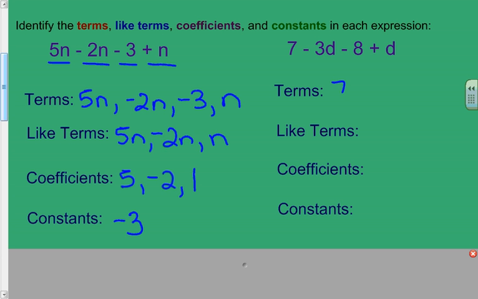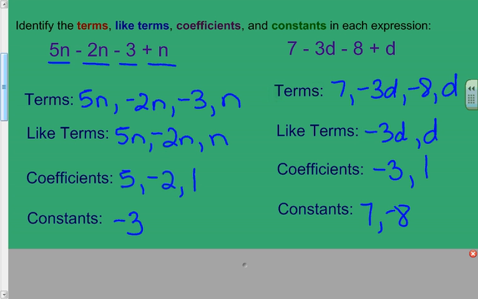Terms would be 7, negative 3d, negative 8, and d. Like terms would be negative 3d and d. Coefficients would be negative 3 and 1. And the constants then would be 7 and negative 8. Now we're going to move on.